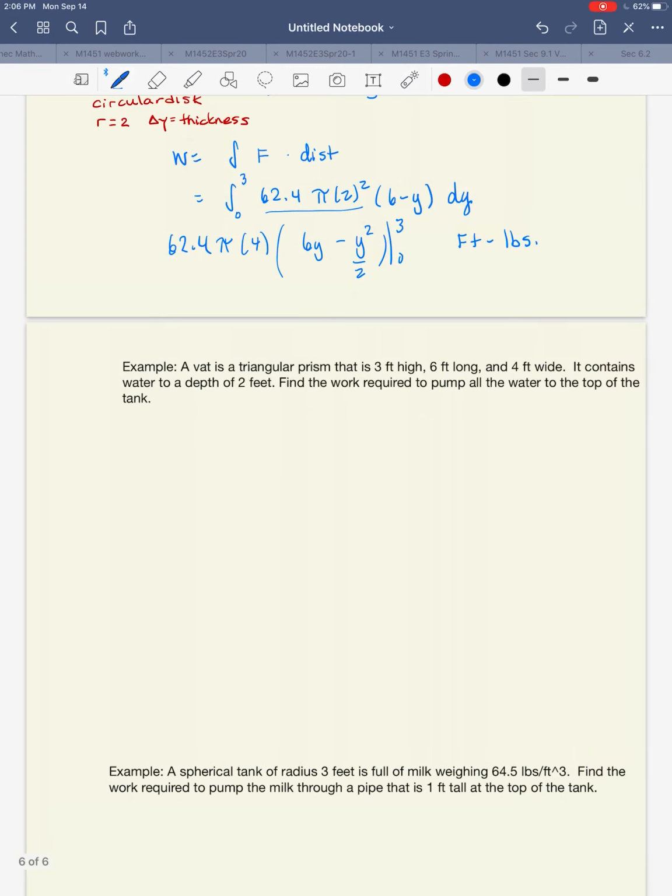So in the next one, we're told that a vat is a triangular prism, 3 feet high, 6 feet long, 4 feet wide. So that means the opposite faces are triangles, like that. And then we've got another one out here somewhere. And then we've got a prism going something like that. Okay, we're told it's 3 feet high, 6 feet long, so from here to here is our 6 feet, and 4 feet wide, that's from here to here.